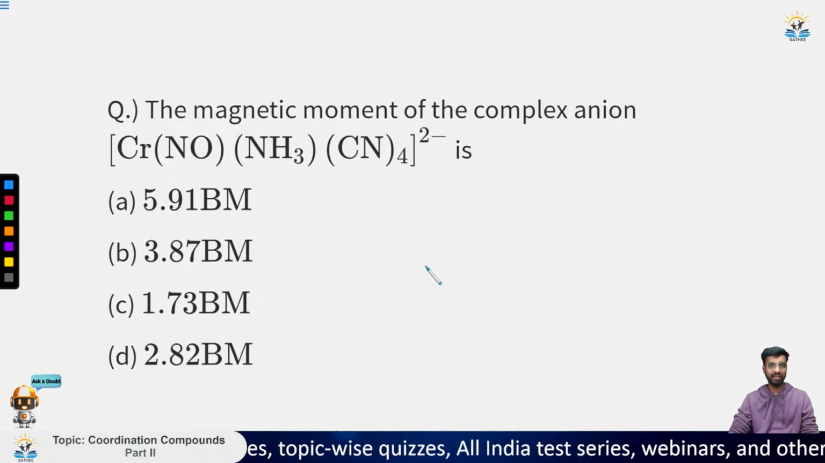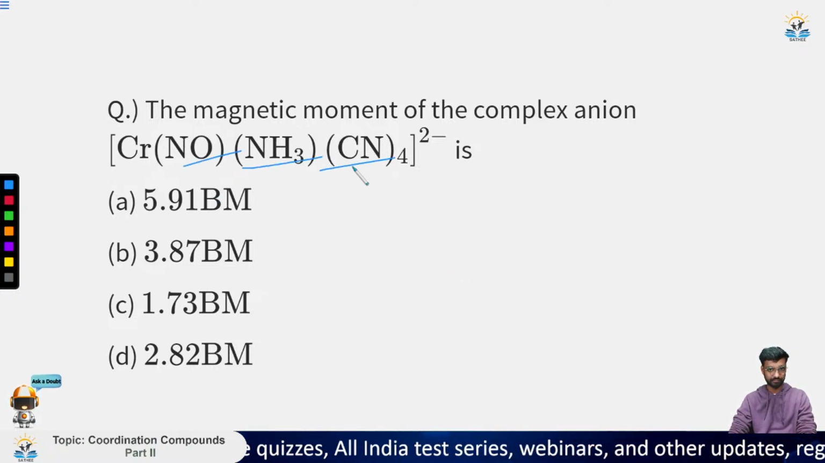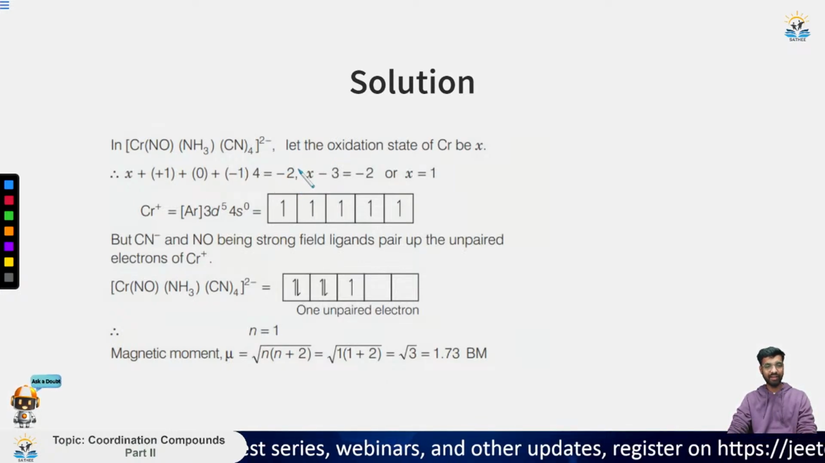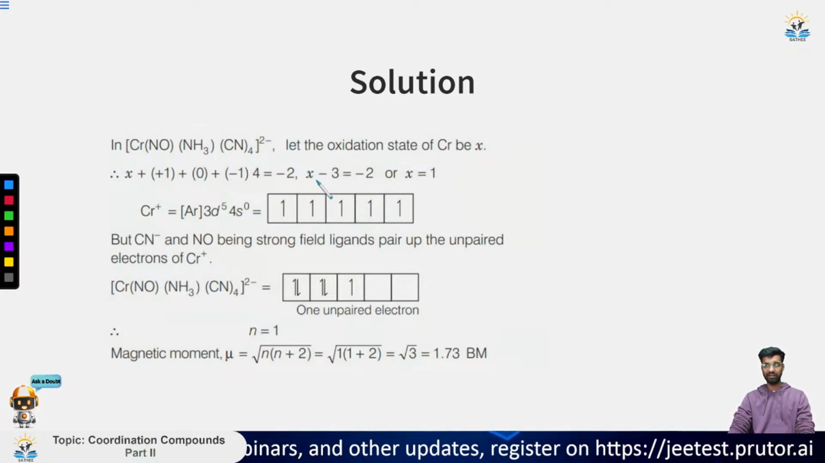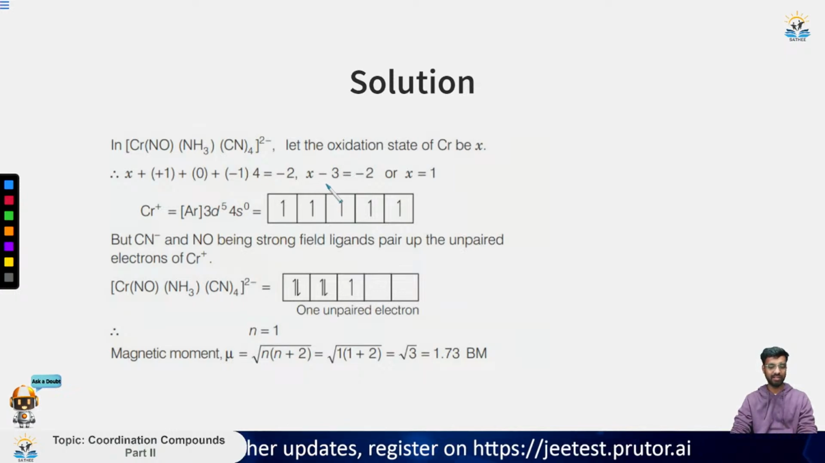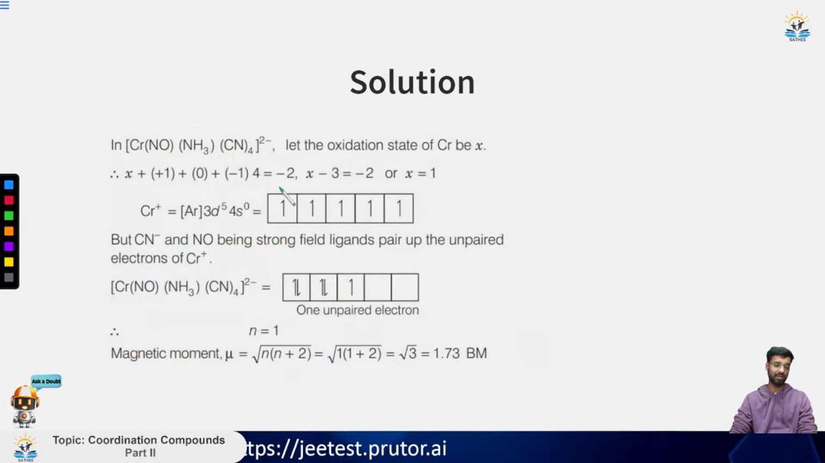Now we have another question where we have to find the magnetic moment. So we have three ligands. Let me clarify that if we have even one strong ligand, then we will have a pairing of electrons. So you should keep this in mind. Suppose we have multiple ligands present in a complex, and there is one strong ligand present, then it will simply pair all the electrons of that complex.